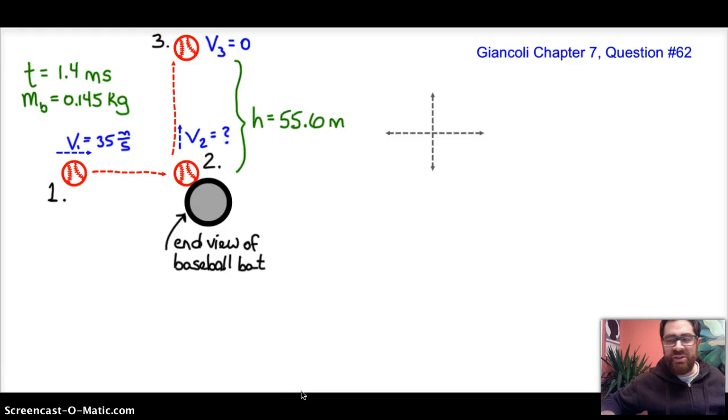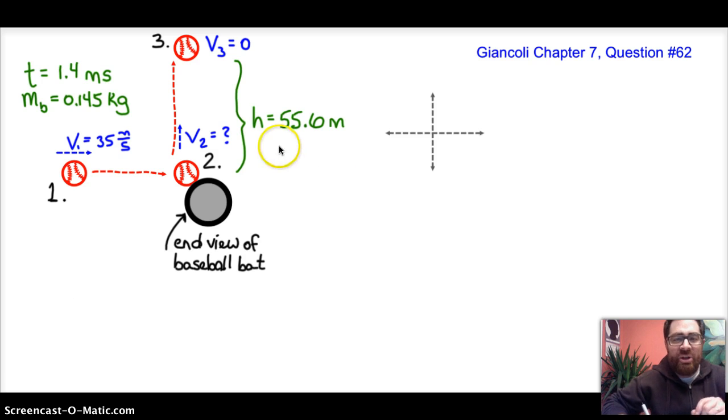This is question number 62 in chapter 7. It reads: a 0.145 kilogram baseball is pitched horizontally at 35 meters per second, and it strikes a bat and is popped straight up to a height of 55.6 meters. If the contact time is 1.4 milliseconds, calculate the average force on the ball during contact.